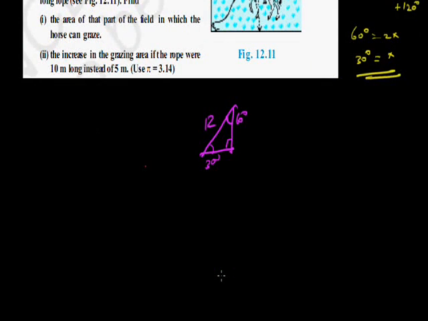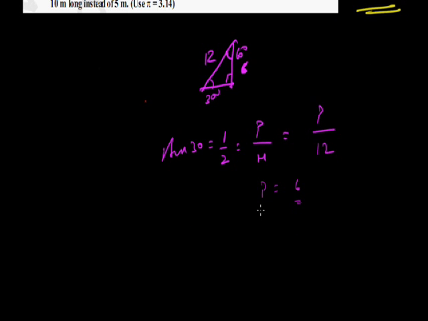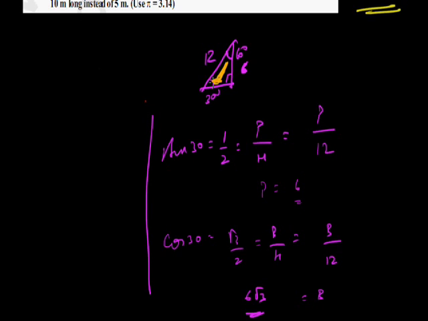Now we have studied trigonometry earlier. This is 12, this is 30. Sine 30 is half, which is perpendicular upon hypotenuse. Perpendicular is unknown. Hypotenuse we know that is 12, right? Therefore P is equal to 6. We know that this is 6 now, right? Now calculate the base in a similar way. Cos 30 is root 3 by 2, which is equal to base upon hypotenuse, b upon 12. B is equal to 6 root 3, right? Now the area of this triangle is half base into height, which is 6 root 3 into 6, that is 18 root 3.